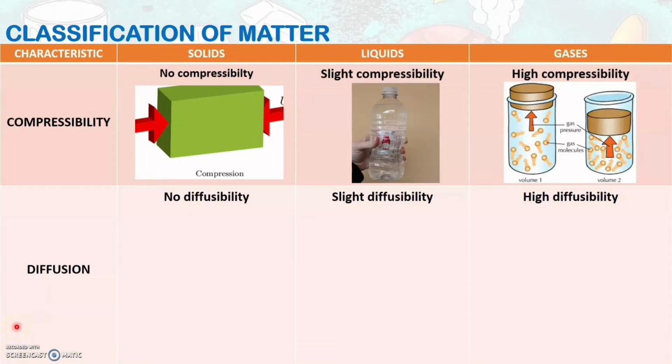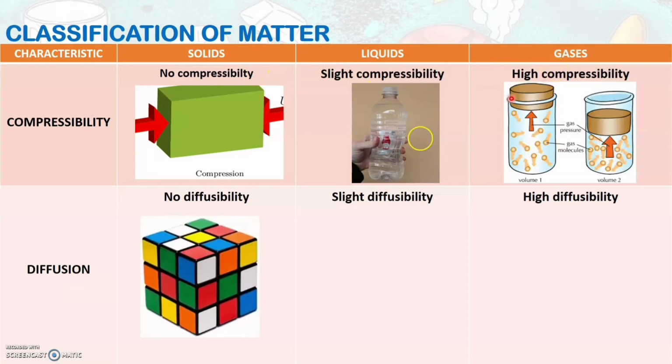Now, let us look into the last important characteristic, that is diffusion. Now, what do you mean by diffusion? It is the movement of particles of a substance from a place of higher concentration to a place of lower concentration. We will learn about that in case of solids, liquids and gases.